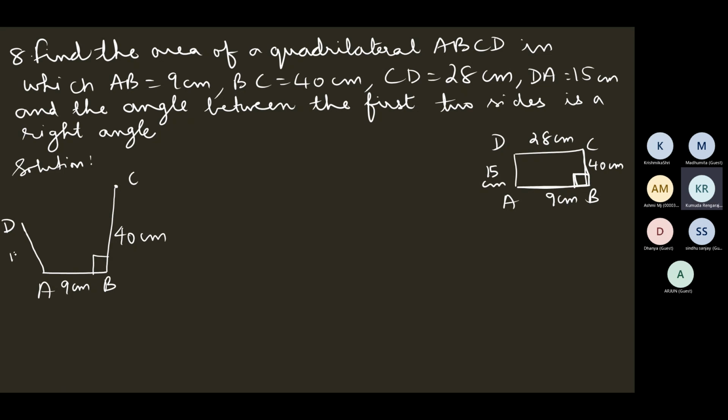Okay, AD is 15 centimeters. And then CD is 28. So let's join CD like this, 28 centimeters. Yes or no, children? Understood, ma'am. First simply take a square or a rectangle, fill the information given. Now using this, make the real rough figure.